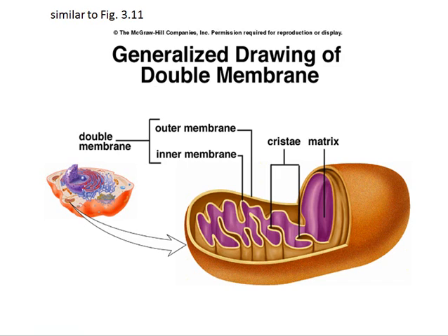The outer membrane of mitochondria give it a sausage shape. The inner membrane is deeply folded. These folds are called cristae. The enzymes necessary for aerobic respiration are found on this inner membrane. Inside of that membrane is a fluid called the matrix.